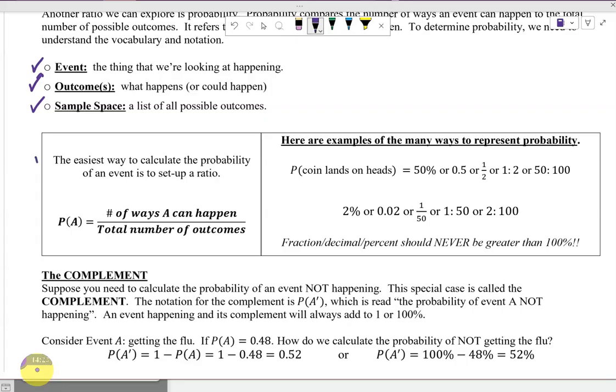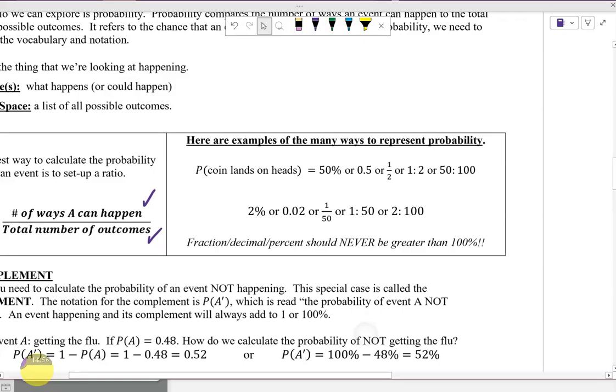Okay, the easiest way to calculate the probability of an event is to set up a ratio. So probability, and this is your event. That's the description of your event. So the probability, and then A would say of choosing a red marble or of drawing an ace out of the deck of cards. So probability of A, and that's the event, is the number of ways that we can successfully make that happen out of the sample space. Then we divide by the total number of outcomes. All right, here are some examples of the many ways to represent probability.